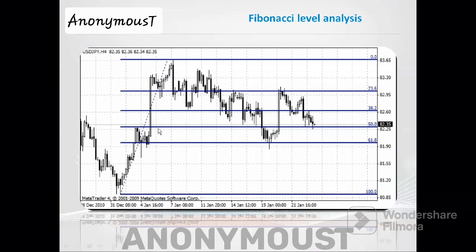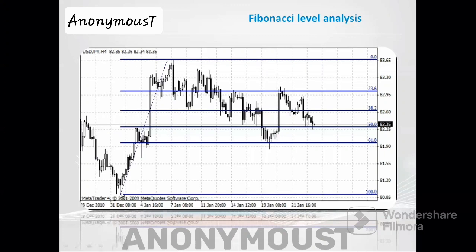Mostly the price moves in and around this level. See, when it comes down, it hits this level and again goes back. So once it breaches this 61.8 level, then in future the 61.8 level becomes a very strong support for the currency movement, and the 0 level becomes a very strong resistance.